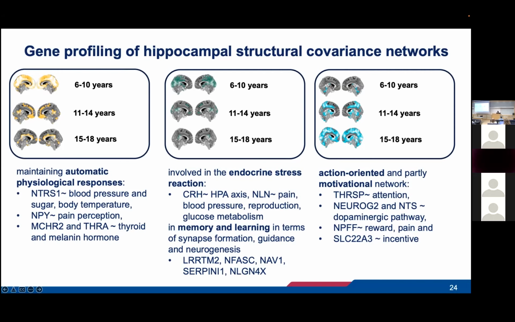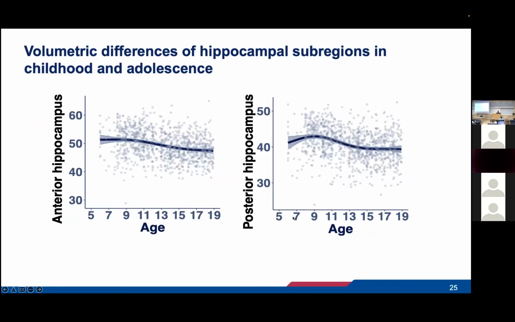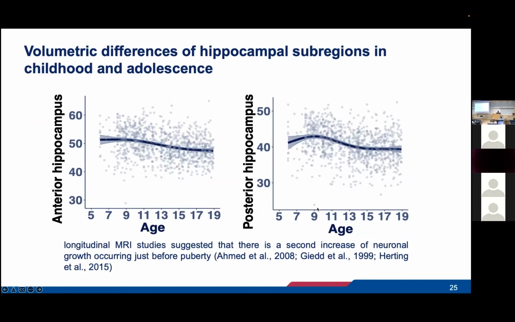So one last slide here. Because I had the impression that something is going on in this posterior hippocampus in aging, but also in late childhood, I was interested whether we would also see it in gray matter volumes. So we looked into the anterior and posterior hippocampus gray matter volumes, and we saw that for the posterior, but not for the anterior hippocampus, there is an increase of gray matter volume between the age of 9 to 11, which is very nicely aligned with previous studies showing that there is a second increase of neural growth just before puberty.